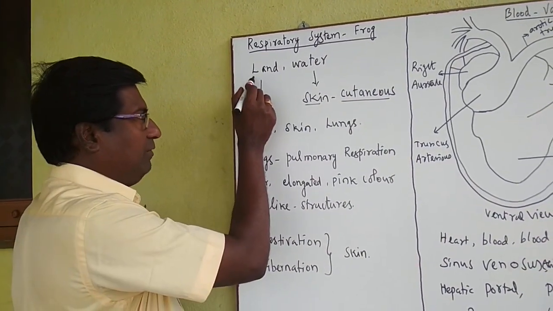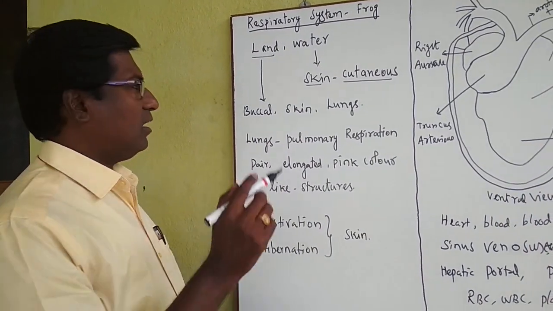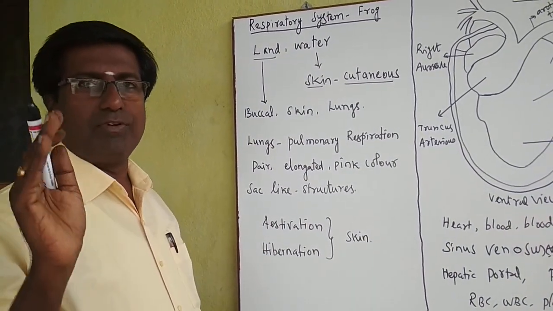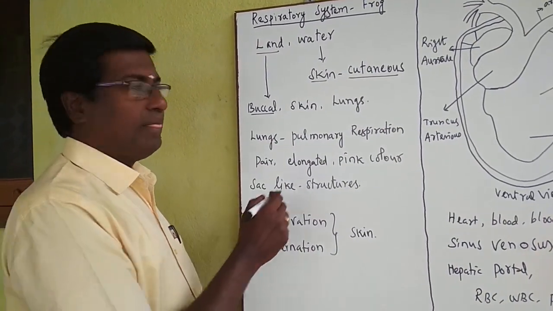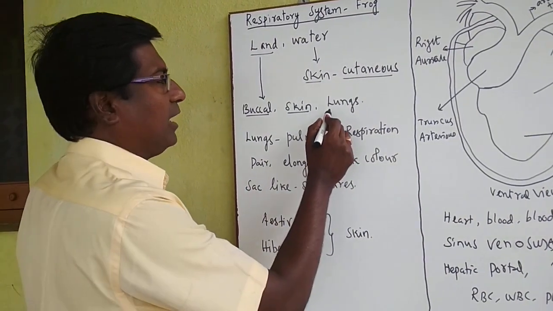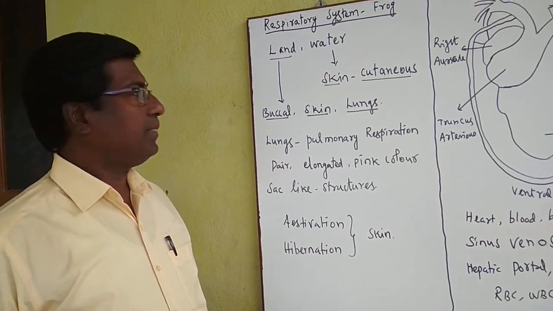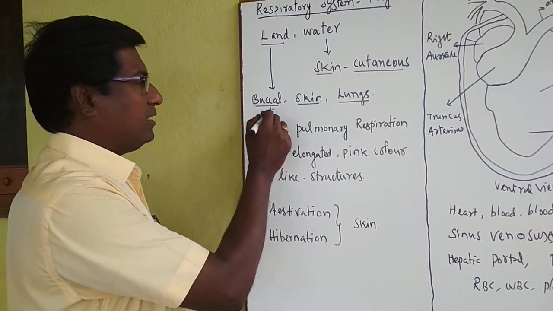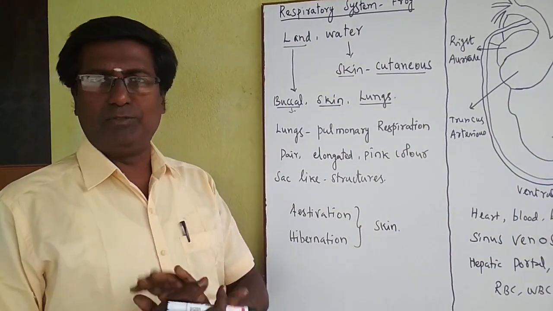Then the frog lives on the land. When the frog is living on the land, there are three modes of respiration. One is called buccal respiration, another is skin respiration, that means cutaneous respiration, and another is lung respiration, which is called pulmonary respiration. First of all, we see buccal respiration. Whenever the frog is on the land, buccal respiration occurs.